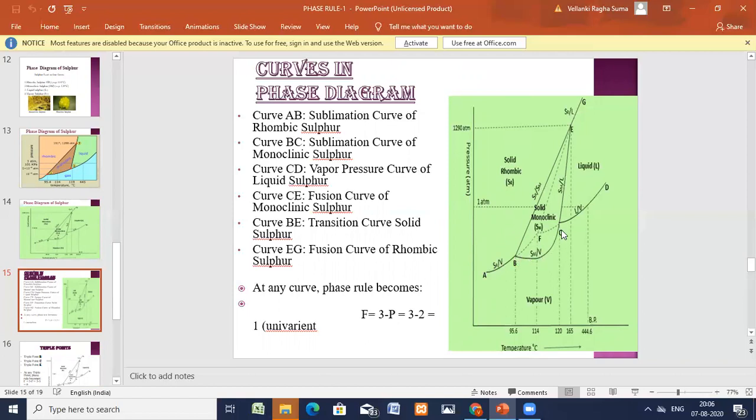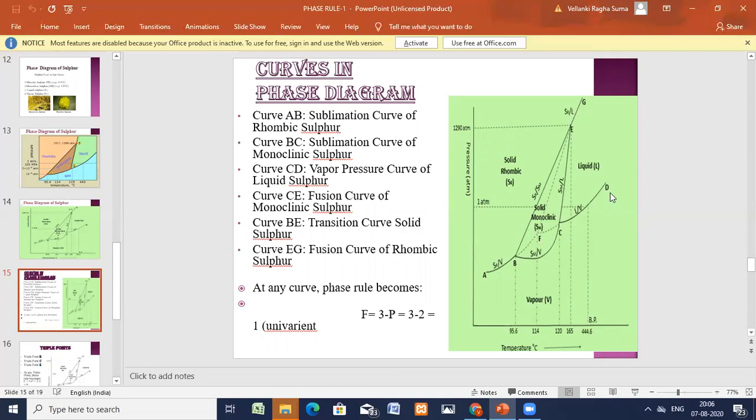Curve BC. Again, even this one, the vapor state, and monoclinic is a solid. That is the sublimation curve of monoclinic sulfur, between the monoclinic sulfur and the vapor sulfur.